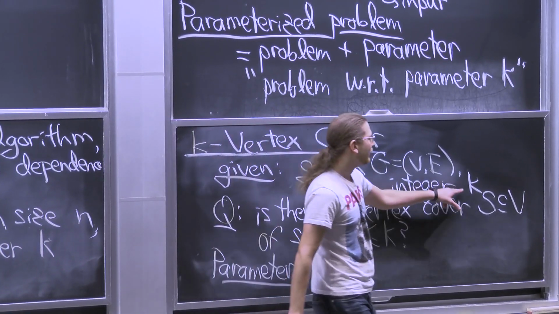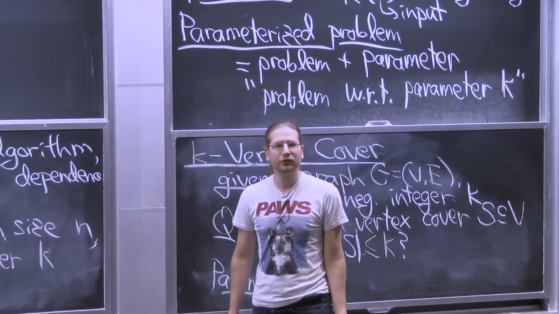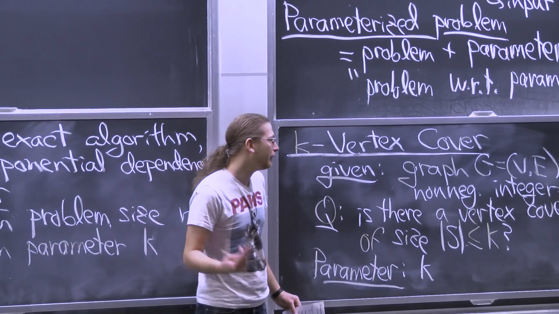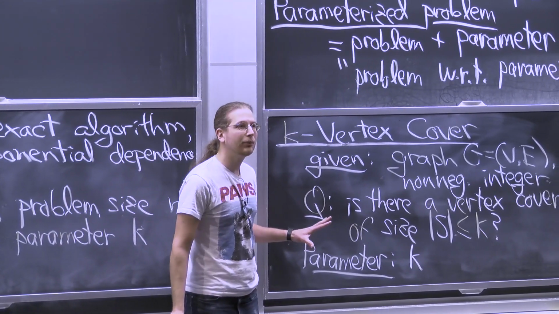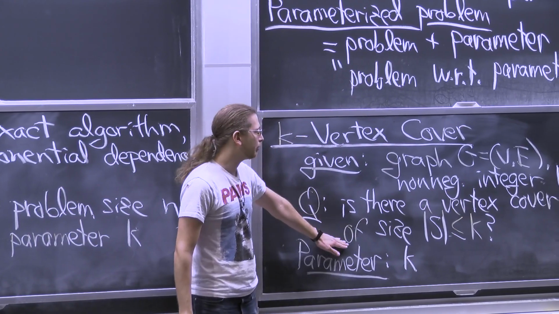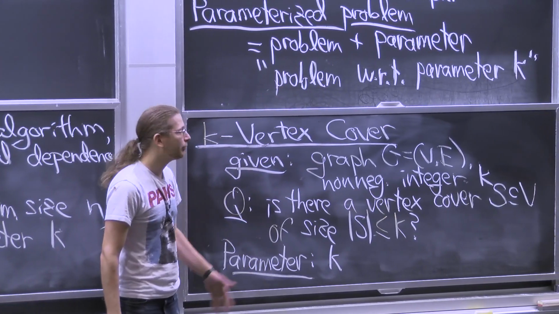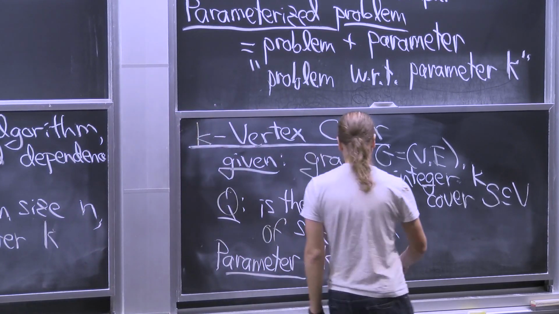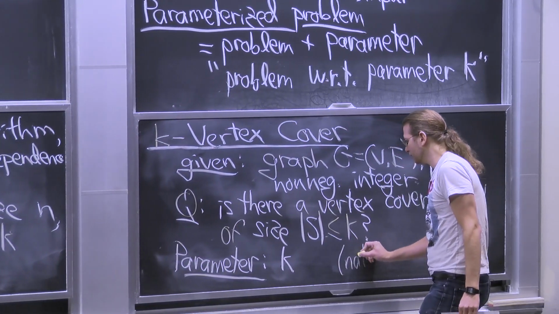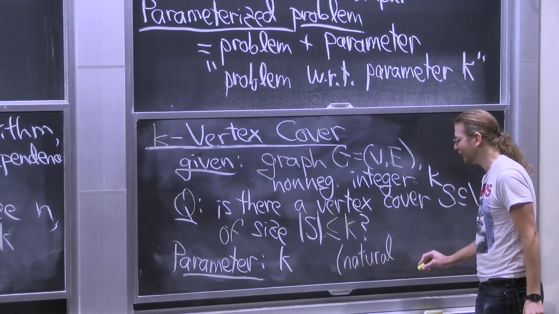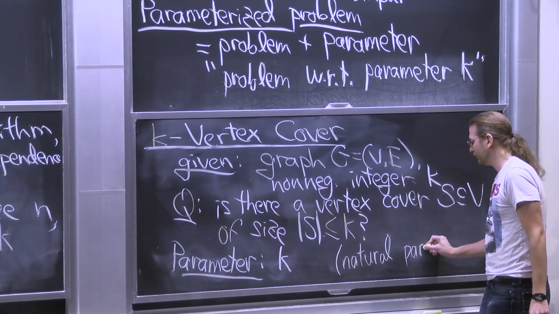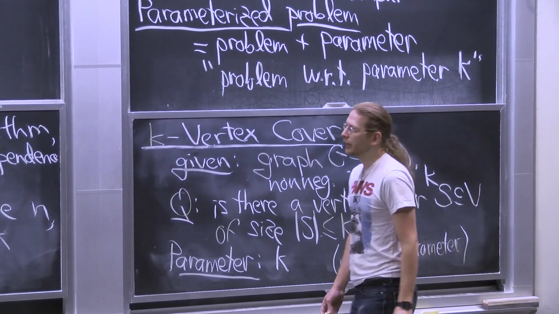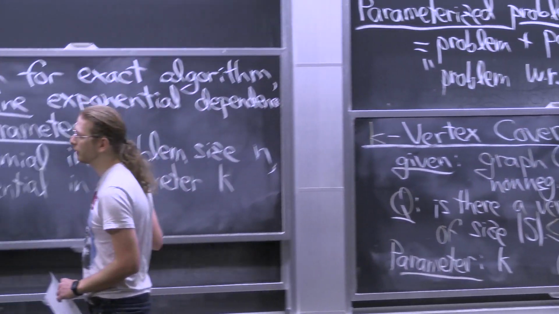And a lot of problems have some non-negative integer floating around. And that's kind of the obvious choice for the parameter. It doesn't have to be the only one. But today, we're just going to look at vertex cover with this parameterization. In your problem set, you look at another problem with another natural parameter. This is usually called the natural parameter. But there's no formal definition of natural. Right? That's just intuition. All right. So that's the setup.